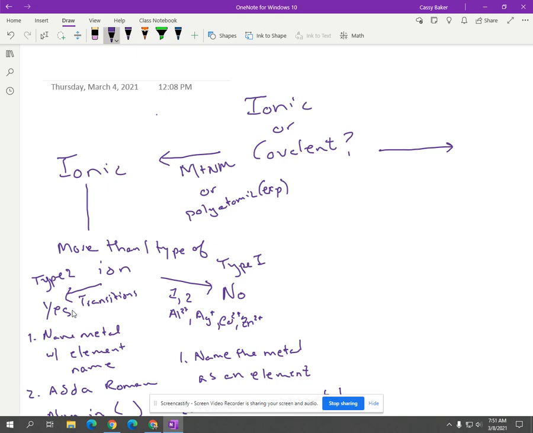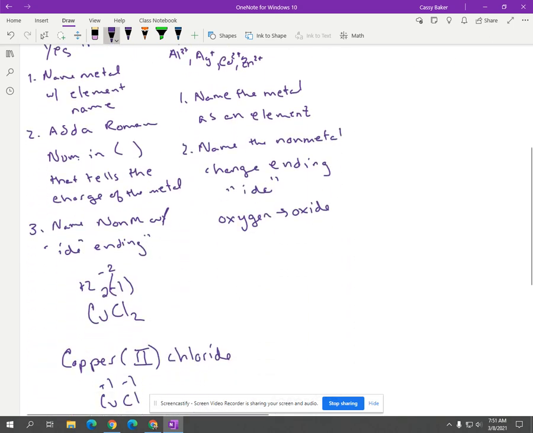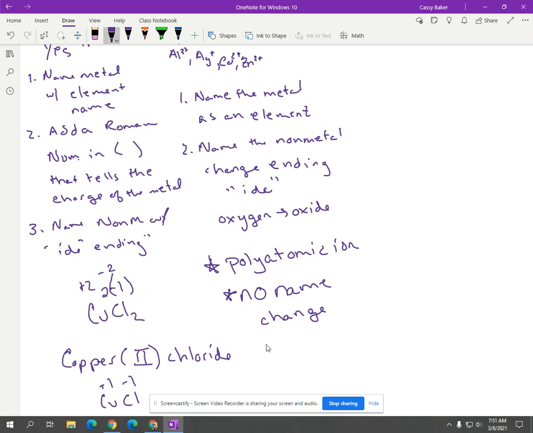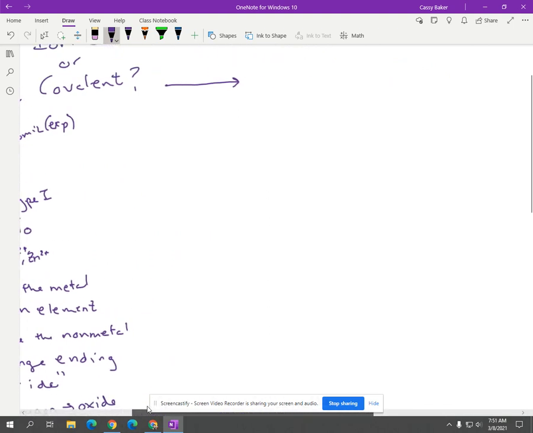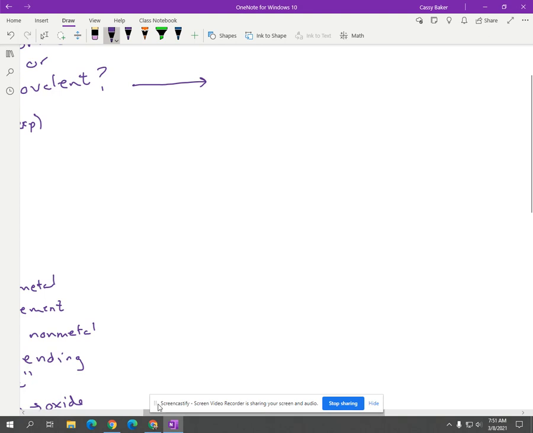Oh, I forgot to mention, before I move on, polyatomic ions. With polyatomic ions, there is no name change. You can't change the name of a polyatomic ion. So if you had nitrate in the compound, it's just going to be nitrate. You're not going to change it to nitride because that would be nitrogen as an ion. So that's not going to work.